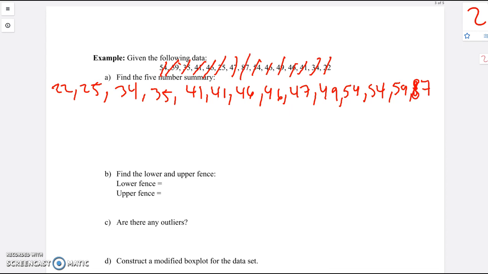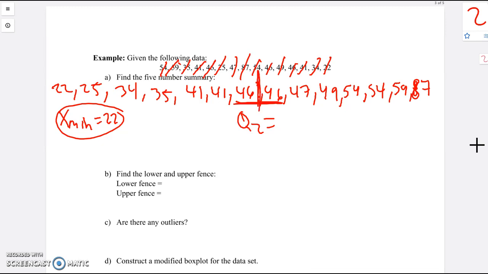So what do we want to do? For the 5-number summary, the first thing we want to find is X min, which is clearly just 22. Then Q1, Q2, and Q3. Let's figure out Q2. Q2 is right in the middle of the data set, somewhere around these 2 numbers, right between them. And the number between those 2 is 46.